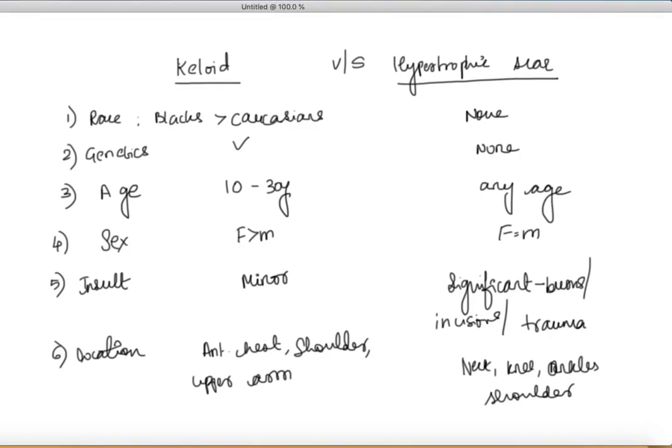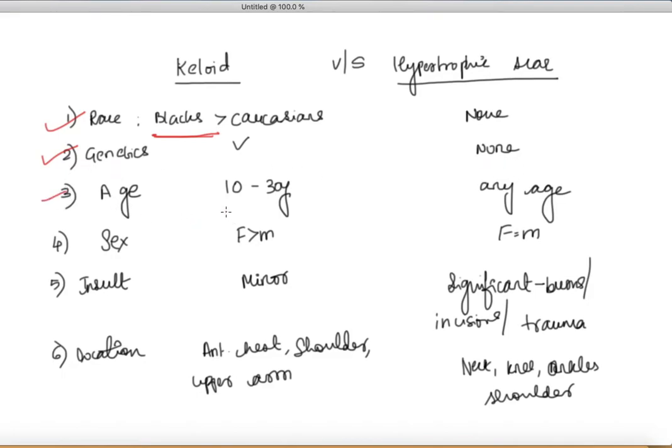So the first one is regarding the genetics. The race. Blacks are more prone to have keloids than the Caucasians, but there is no such predilection in hypertrophic scar. So next, coming to genetics, there is genetic predisposition that we see in keloids than hypertrophic scar. Hypertrophic scar is not associated with any genetic component.